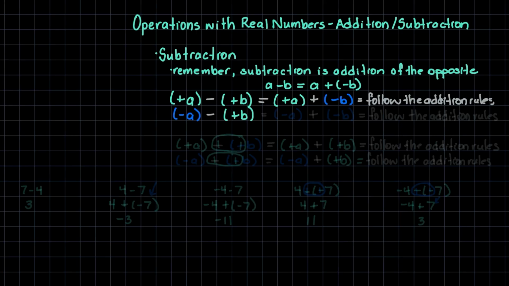Next, we have some negative value A, whatever the number is, and I'm going to subtract from it some positive B value. So that will rewrite as negative A plus the positive B is now going to become negative B. So again, we've covered this in addition. A negative plus another negative, we just add up the negatives and we end up with a negative number. So here again, we follow the addition rules.